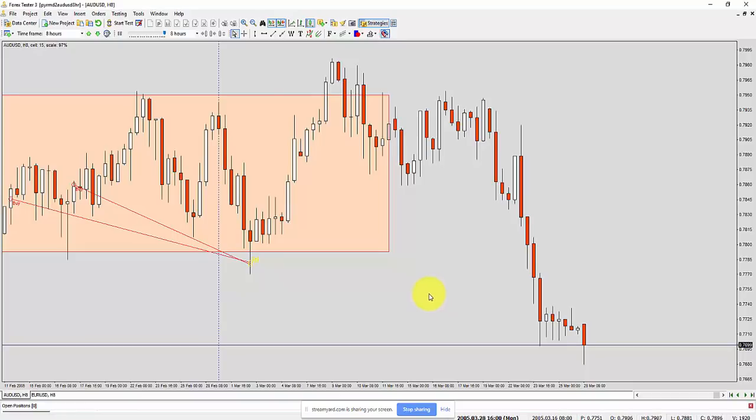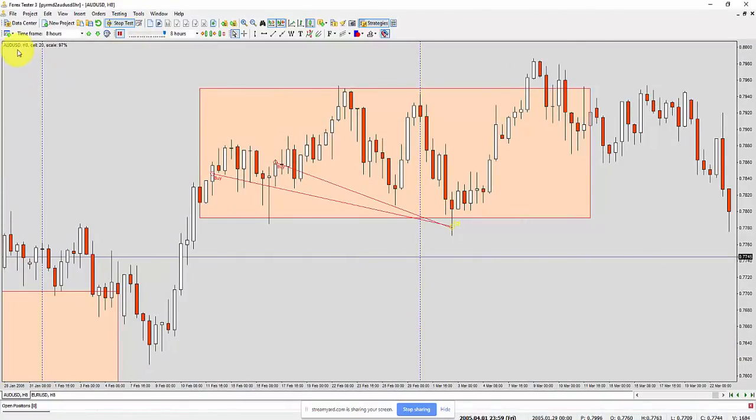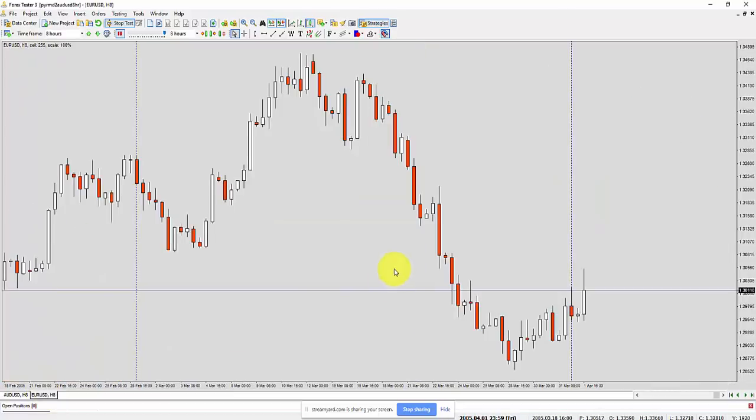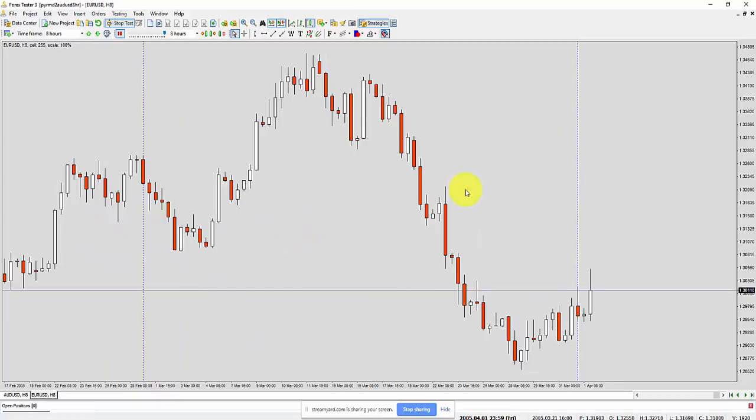So let's see here. I'm in Forex Tester, that's what we're looking at here. This is the Aussie 8-hour chart, but we've also got the Euro, and most of the time we've been looking at the Aussie. So let's take a look at the Euro this time. And I want to share with you the principles that I use when looking for breakouts.